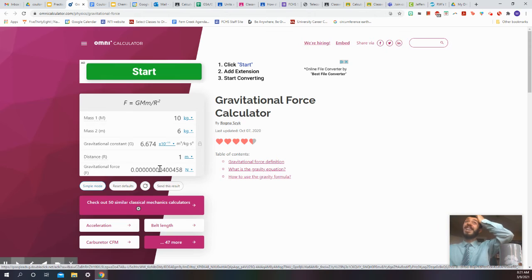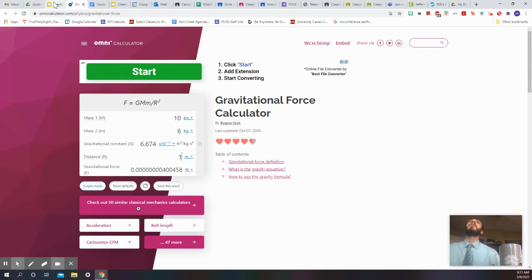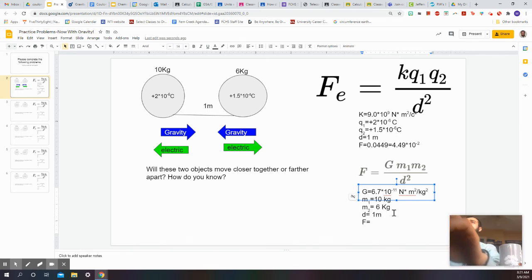Look at this tiny number. I'm going to convert it to scientific notation because I don't want to type all this. It's 1, 2, 3, 4, 5, 6, 7, 8, 9. So it's 4.0 times 10 to the negative 9 newtons.